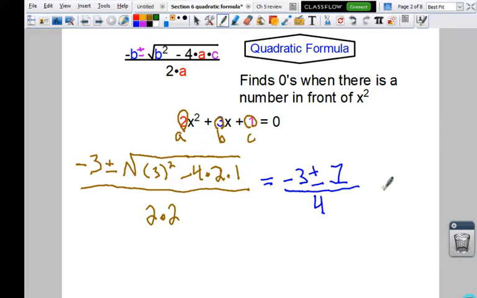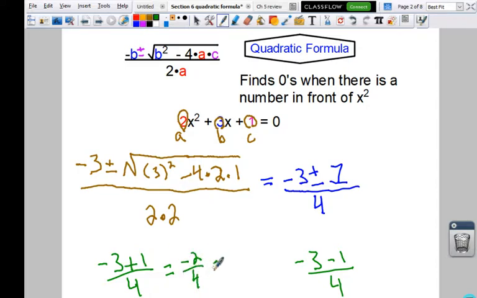So my two problems, I'm going to have negative 3 plus 1 divided by 4, and negative 3 minus 1 divided by 4. I'm going to have to solve both of these. So what's negative 3 plus 1? Negative 2. And I've got over 4, right?